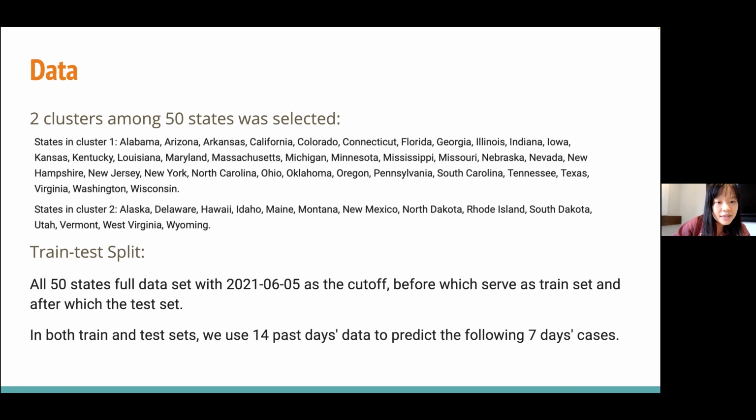There are 39 states in cluster 1 and 11 states in cluster 2. We also used June the 5th, 2021 as the cutoff, before which served as the train set and after which the test set. In both train and test sets, we use 14 past days of data to predict the following 7 days of cases.